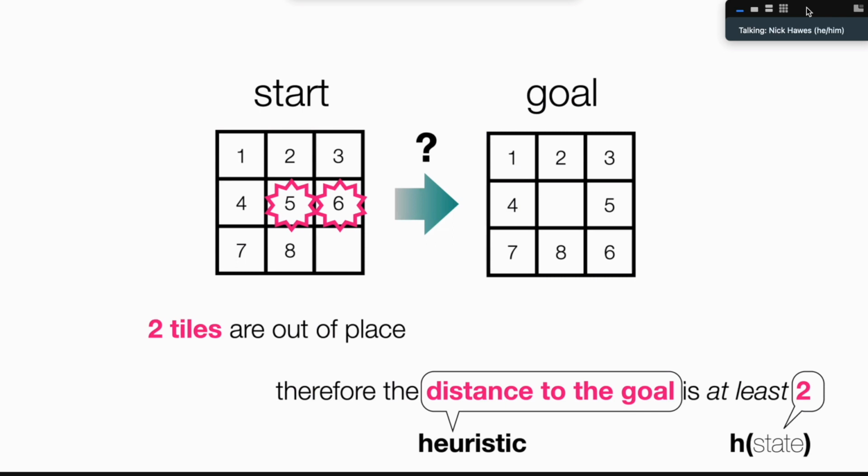It's really important to take away a couple of things from this. First, it is an estimate. This isn't the true distance, it's an estimate or an approximation. And the second important thing is that a heuristic often needs domain-specific knowledge.